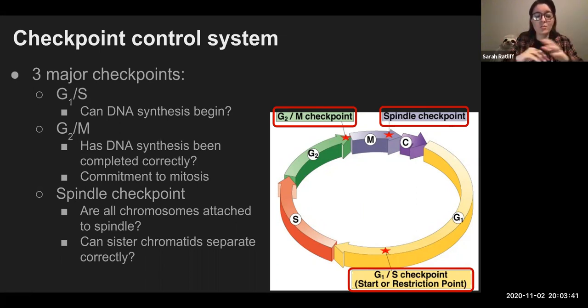Are all those chromosomes attached to the spindle fibers? Did we pull apart those sister chromatids correctly? Because if we didn't, there might be a problem. Again, this is a checkpoint. All right, those sister chromatids, they're attached right, they're separating right. Awesome, let's get to that cytokinesis, form our two identical daughter cells. So those are the three main checkpoints. If something isn't right at one of those, we can't move on.